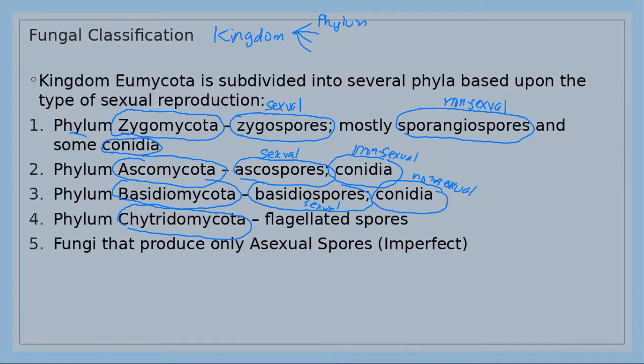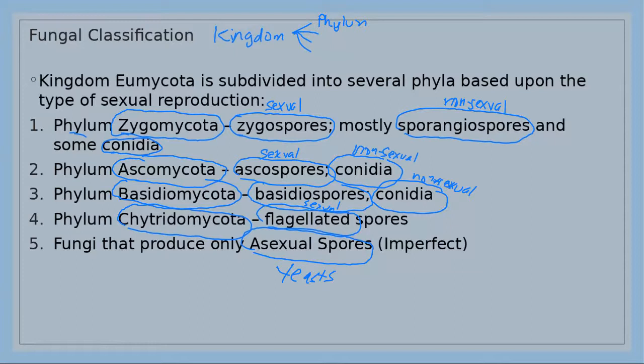So mostly this spore will be produced in the water ecosystem, aquatic ecosystem, because flagella are usually used for swimming, for movement. And then the last one will be all the fungi that do not produce sexual spores. So this fungi only produce non-sexual spores. Mostly these are yeast. Yeast are fungi that do not produce sexual spores.